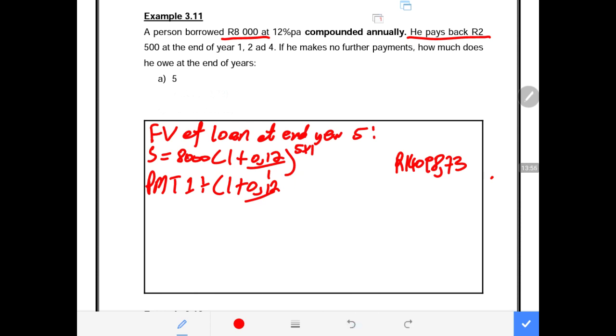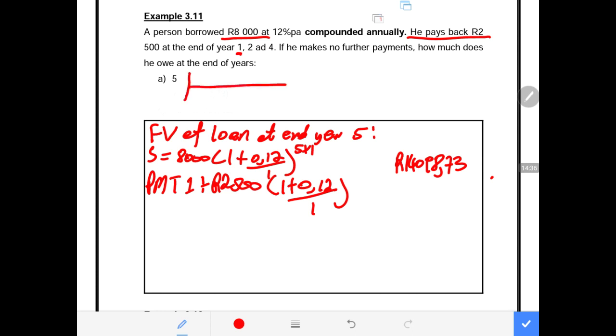The amount that was paid is 2,500. Open brackets, 1 plus 0.12 divided by 1 to the power of 5. Then you say 2,500 times, open brackets, 1 plus 0.12 divided by 1 to the power of 5. It is not 5 in this case. Why is it not 5? Because the first payment took place at the end of year 1.